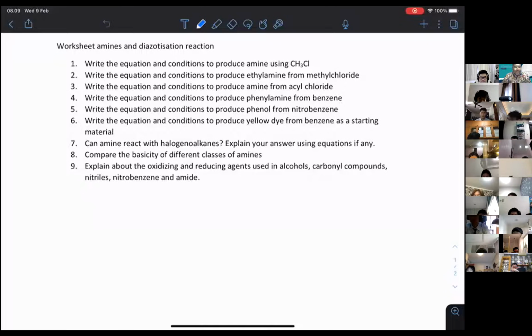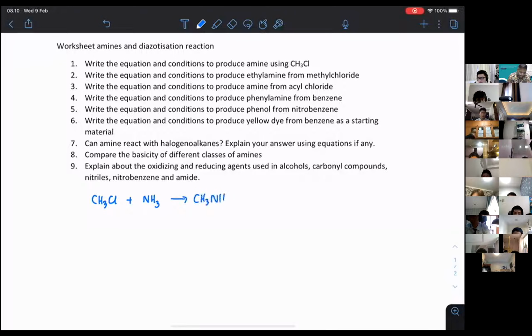The questions on amines and diazotization reaction. Write the equation and condition to produce amine using CH3Cl. If you have CH3Cl and you want to produce amine, you react with ammonia, whereby it is going to give you CH3NH2 plus HCl. Whenever it is a halogenoalkane reaction, this is going to be a nucleophilic substitution reaction.